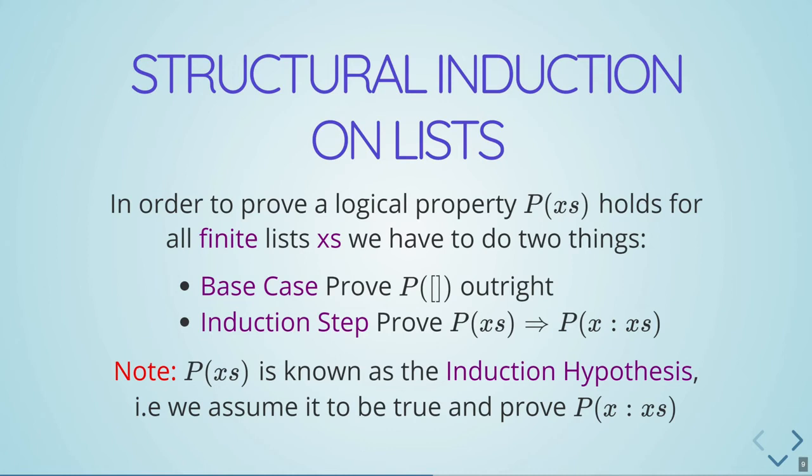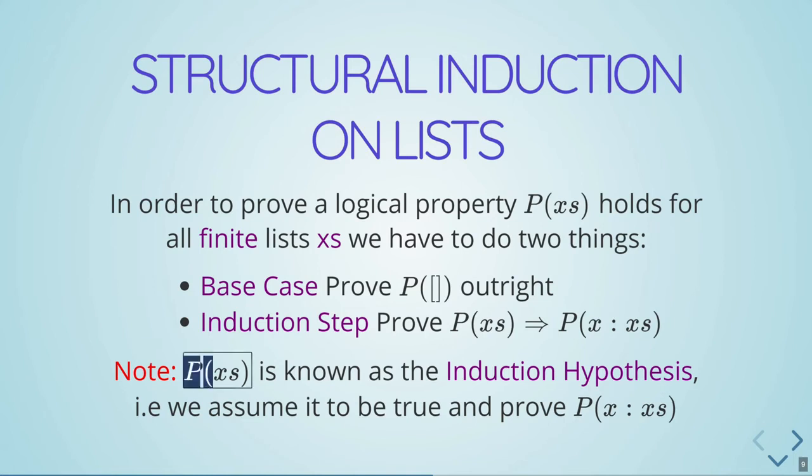Okay? So there's two things we have to do here. First, we prove that it holds for the empty list. Whatever function this is, we prove that it returns true over the empty list. Then we prove that if P of xs is true, then P of x : xs is true. So basically we get P of xs as an assumption, something that's already true, and we prove this is how it ends up working out.